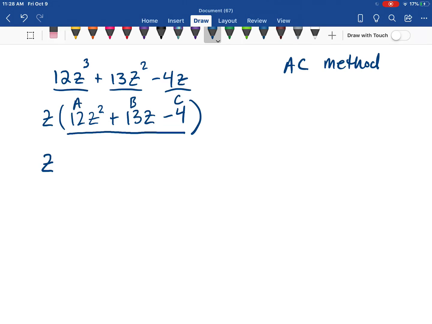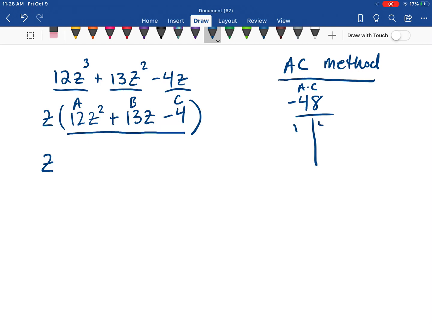I use the AC method because if this is my A coefficient, my B coefficient, and my C coefficient, I'm multiplying my A times my C. So in this case, I'm taking a 12 times a negative 4, and that gives me a negative 48. So this is my A times C. Now we need to find the combination where, when I multiply, I get a negative 48, but when I add, I get a 13 in the middle.